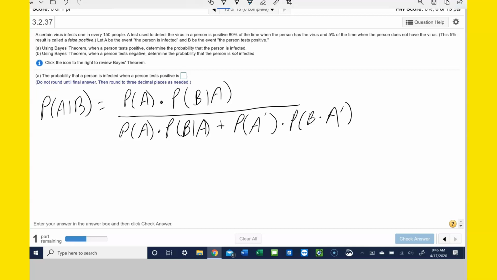Alright, so it gives me a pretty good bit of help by saying how to define the events A and B. It says let A be the event the person is infected. So A, person infected. And B is the event person tests positive.